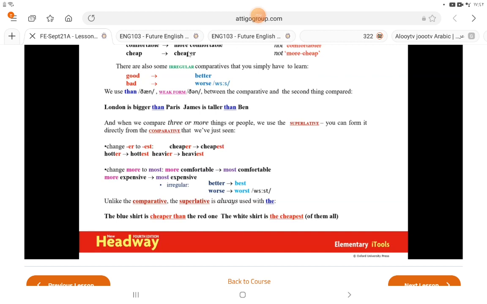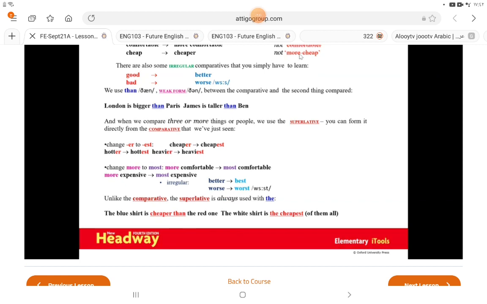So here, cheap, cheaper, I cannot say more cheap. That would be wrong. So this is one thing that you need to remember, as I explained earlier. Then there are irregular comparatives, for example, good and better, bad and worse. How do I know that? I have to memorize these irregular comparatives, same like you have to memorize the irregular verbs, okay?